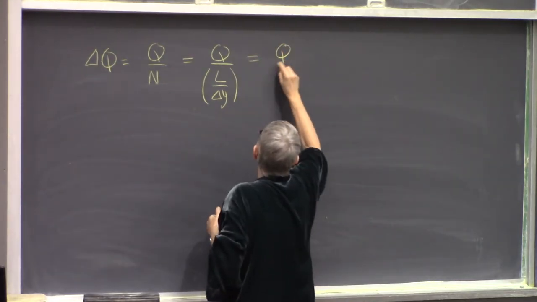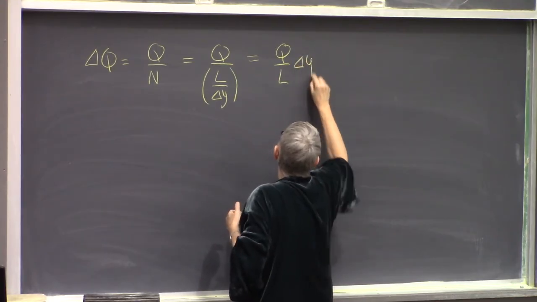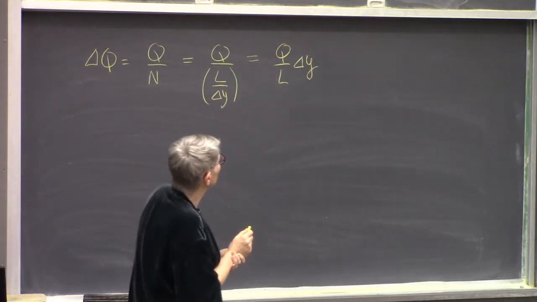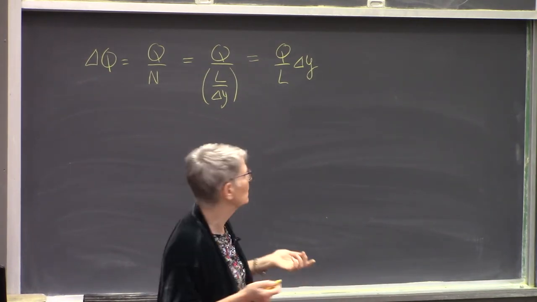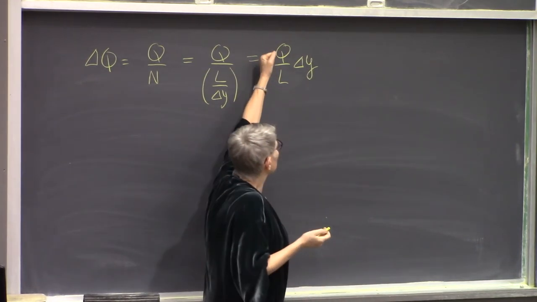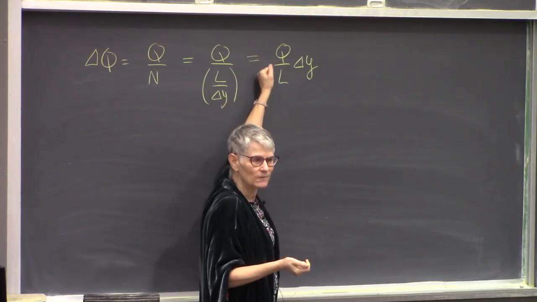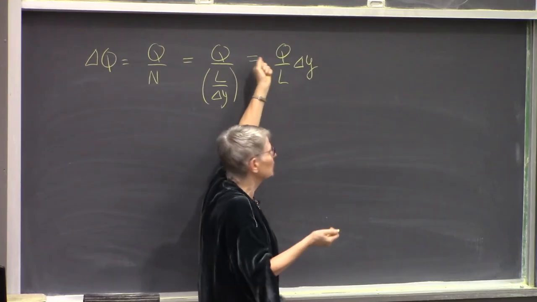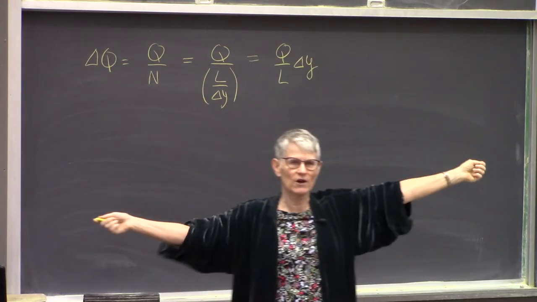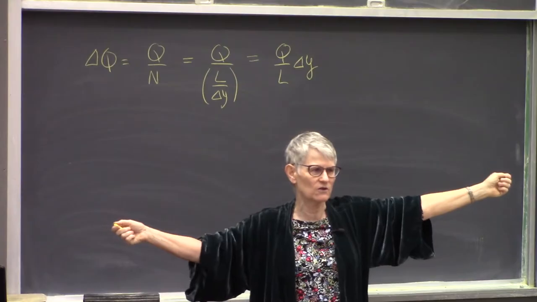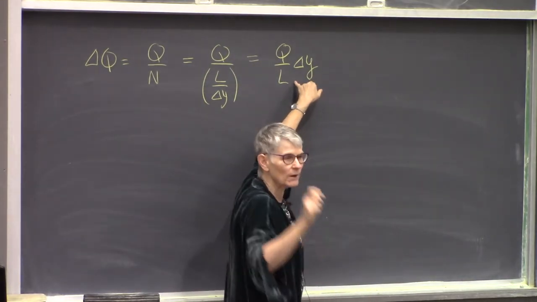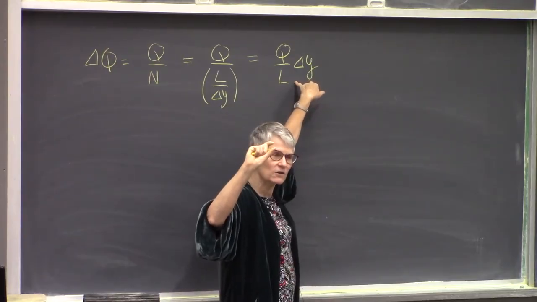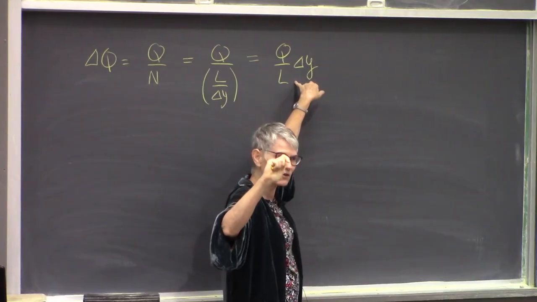And that gives us Q over L times delta y. There are a couple of different ways of thinking about this expression physically. One is that this is the charge per meter, the charge per unit length. So half of the rod would have half that charge, and a rod twice as long would have twice the total charge. So this is the charge per meter, and then you multiply by the height of our little piece in meters to give us that charge.